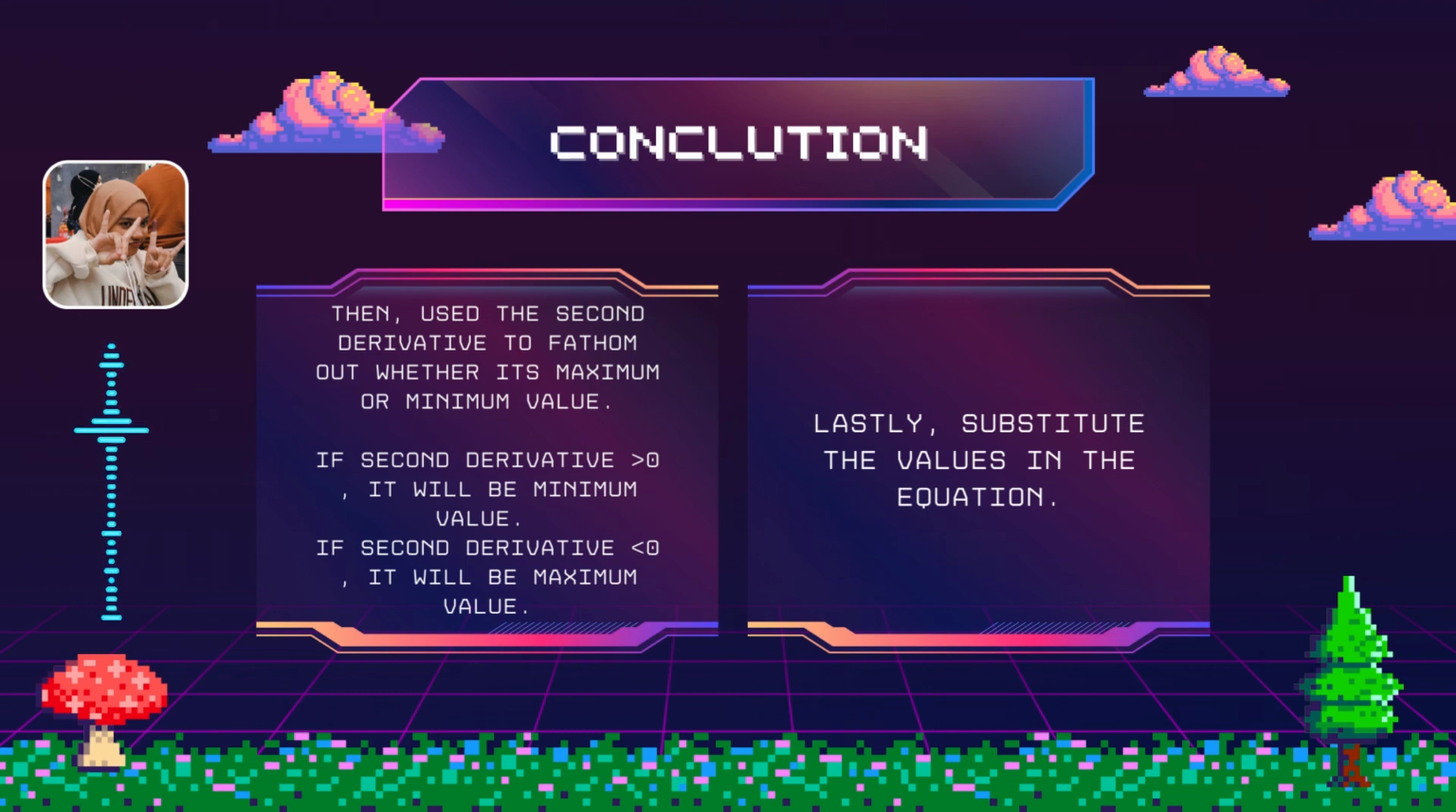If second derivative more than 0, it will be minimum value. If second derivative less than 0, it will be maximum value. Lastly, substitute the values in the equation.